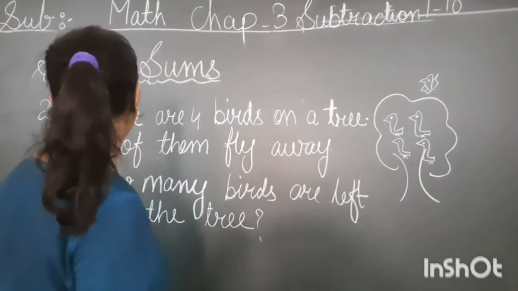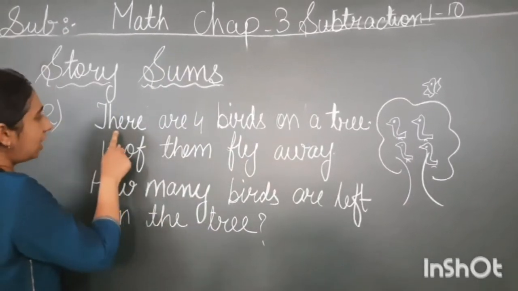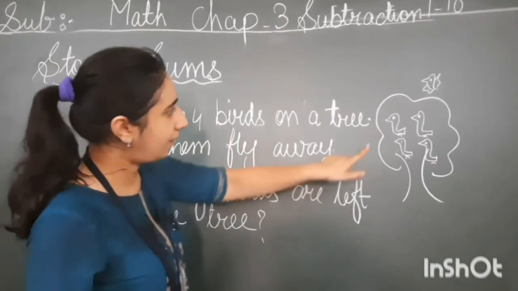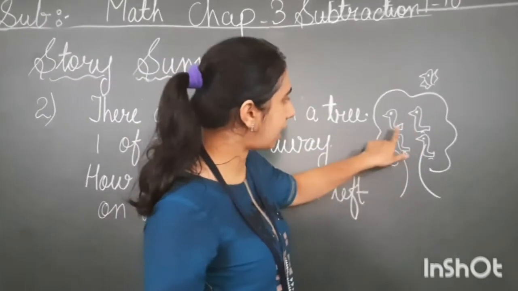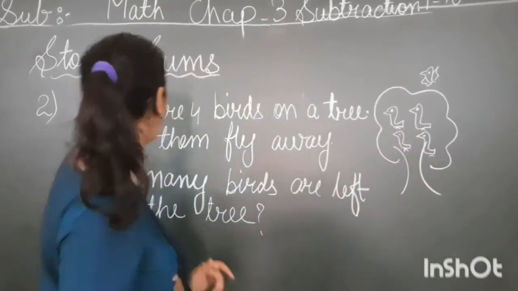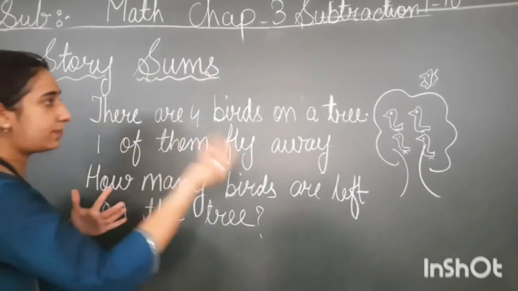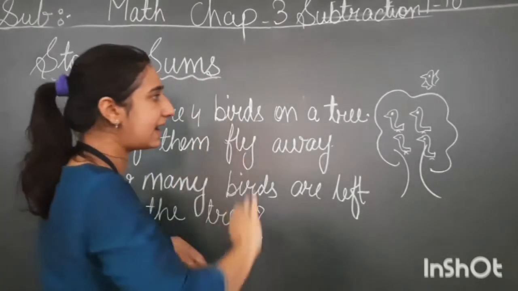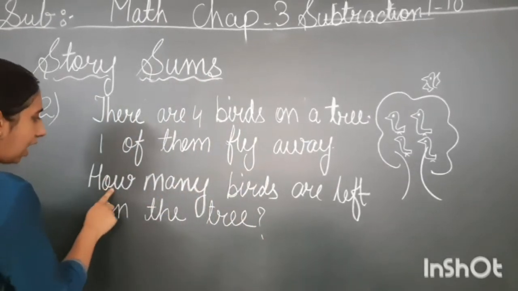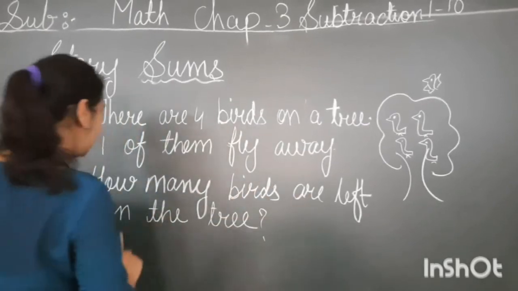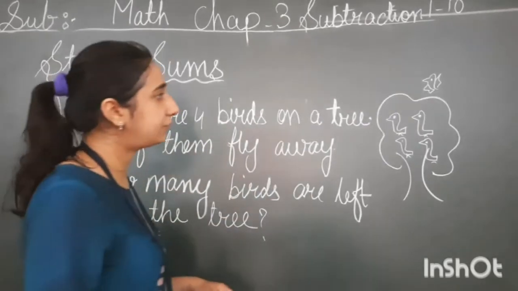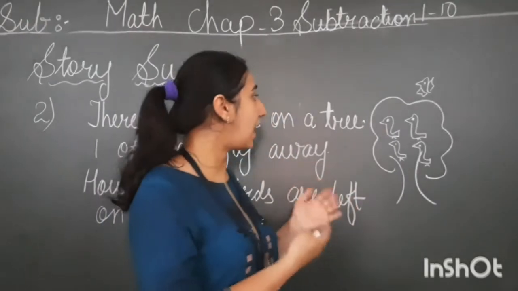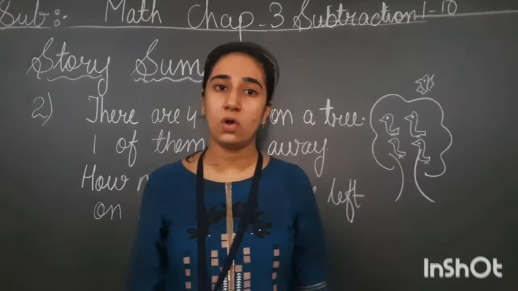Our second sum, let's read first of all. There are 4 birds on a tree. How many birds are sitting on the tree? 1, 2, 3 and 4. Out of those 4 birds, one of them flies away. One flies away from it. How many birds are left on the tree? Now after one bird flies away from the tree, how many birds are left on the tree now?